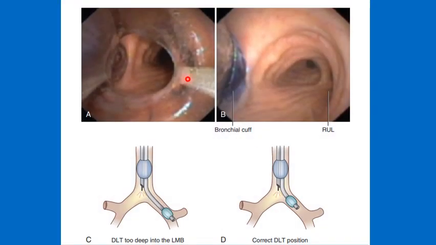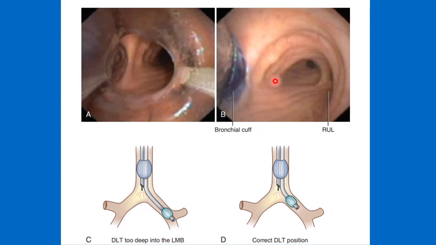This is how the position of the double lumen tube should be. In diagram A, the fiberoptic bronchoscope is inserted through the tracheal lumen. After inserting through the tracheal lumen, we can see this is the carina, this is the right bronchus, and this is the left bronchus. Here we are not able to see the bronchial cuff. That means this left-sided DLT is advanced too much inside.